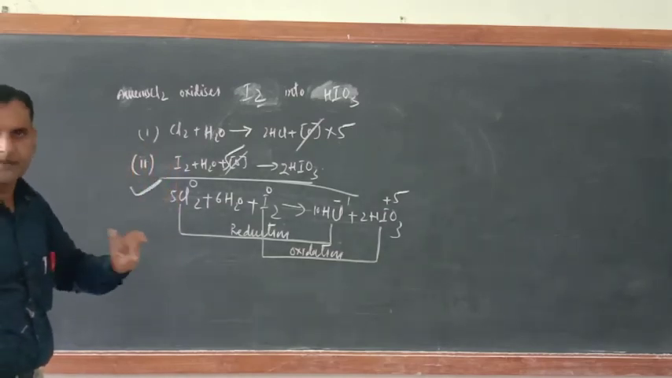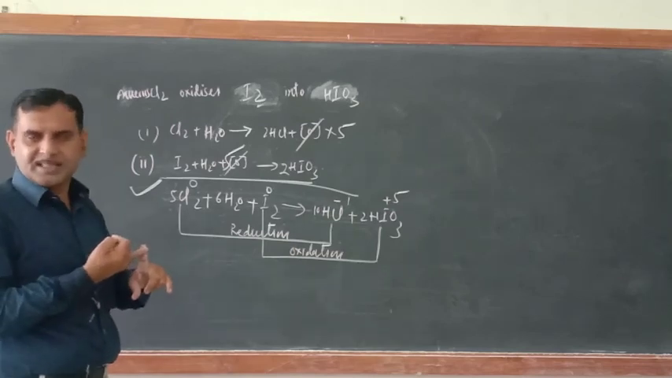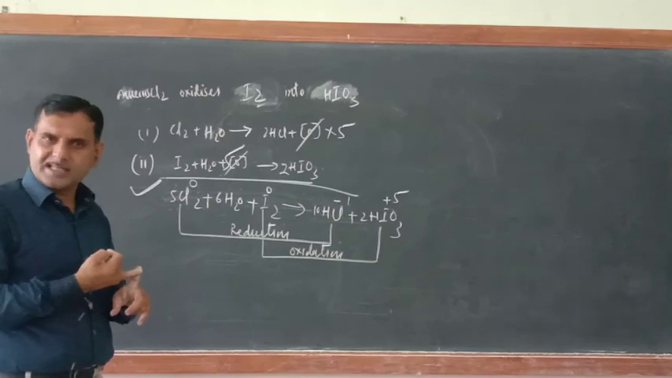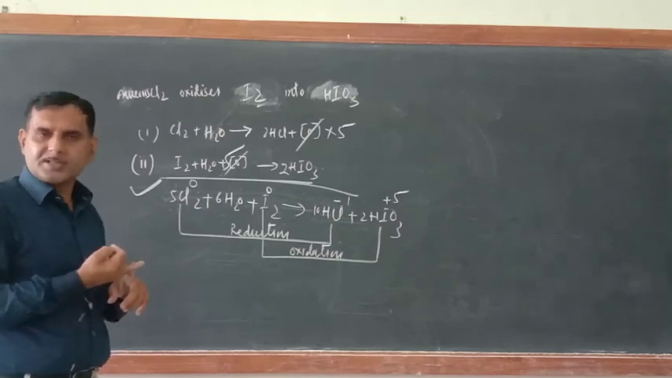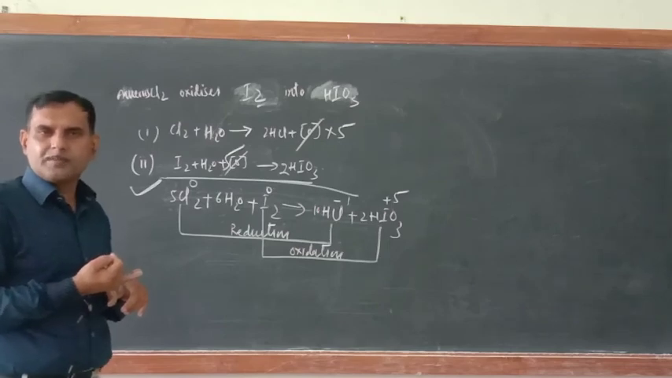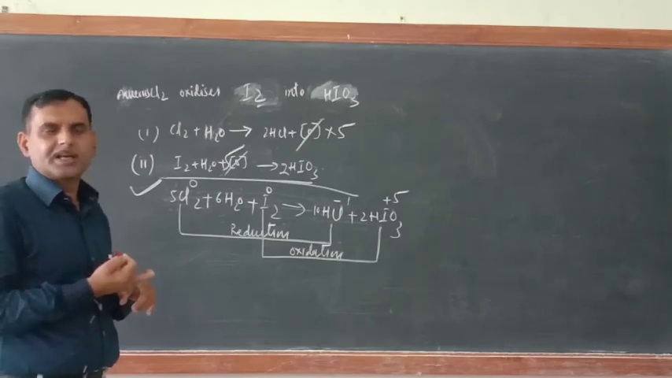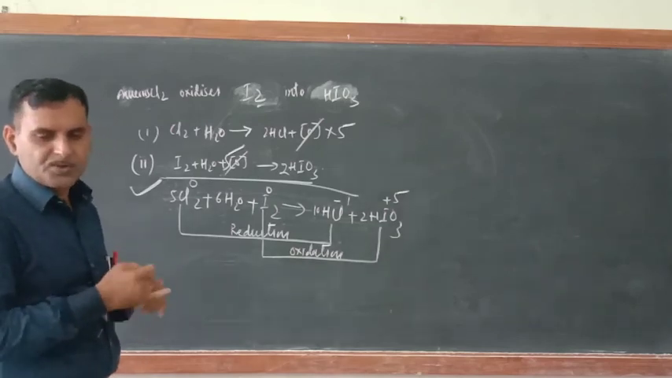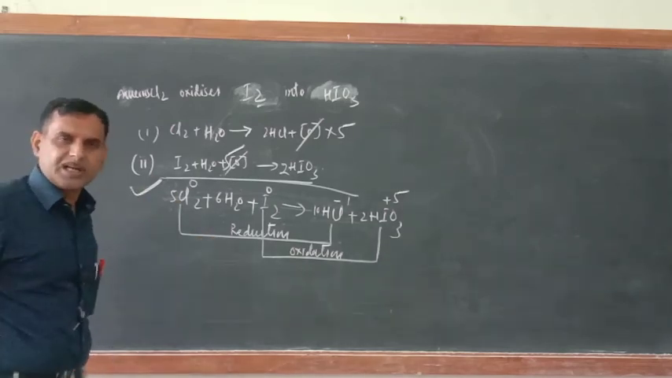Okay, once again, FeSO4 will be oxidized into Fe2(SO4)3 in the presence of acid. Na2SO3 will be oxidized into Na2SO4. KNO2 will be oxidized into KNO3. I2 will be oxidized into HIO3. Okay, in this way this is completed.